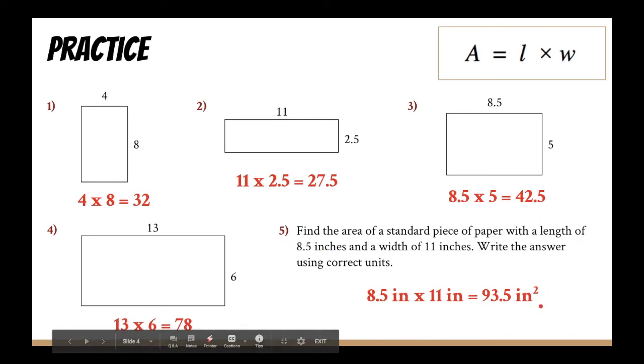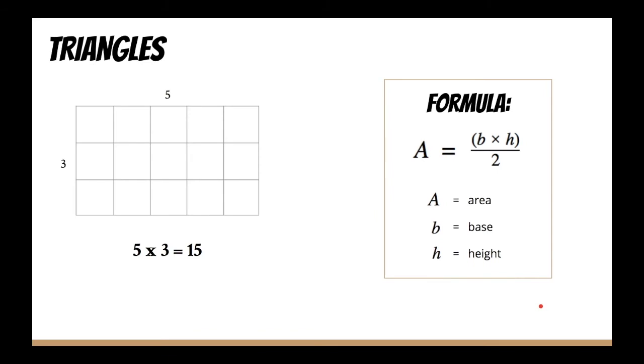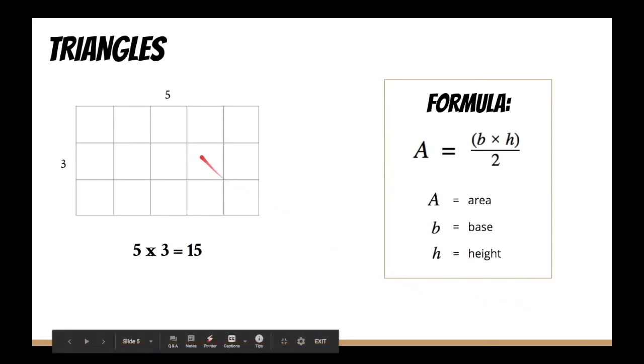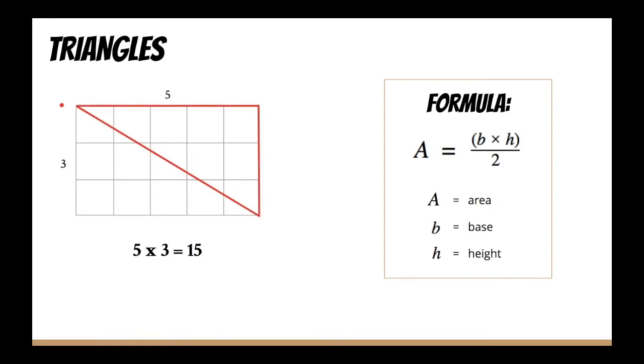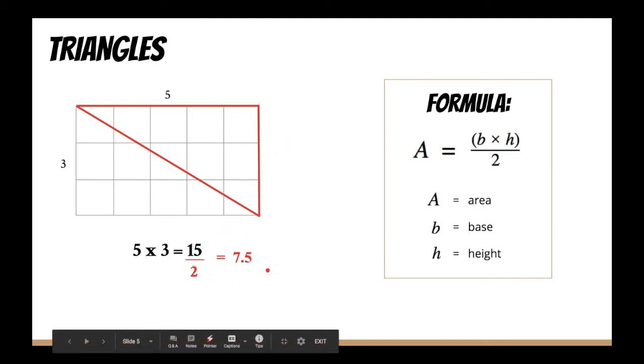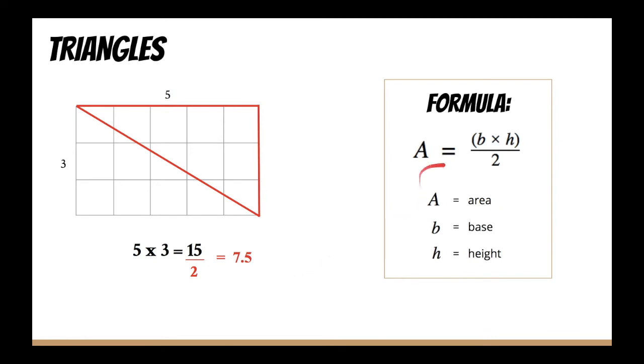Let's move on to the next shape. Triangles. The area formula for a triangle actually comes from the rectangle area formula. So let's go back to our original rectangle and cut it in half diagonally to make 2 equivalent triangles. Thus, each triangle's area is half of the rectangle's area. We previously found that the rectangular area is 15 square units, so the area of one triangle is 7.5 square units. Based on this, the formula of a triangle is half of the length times the width.